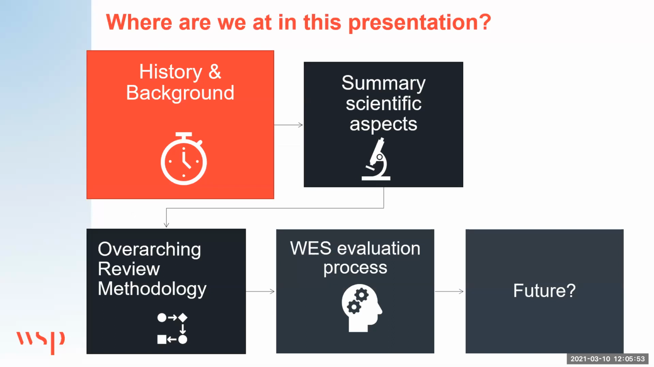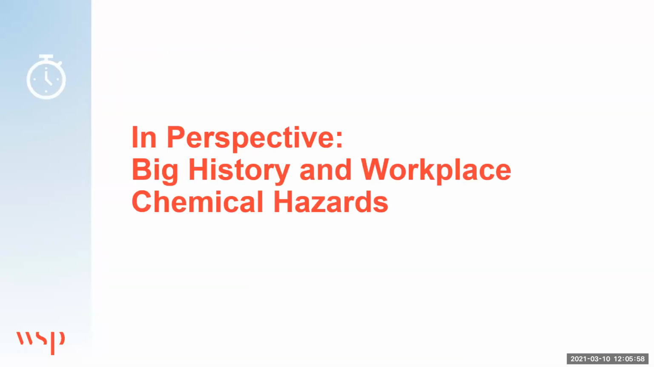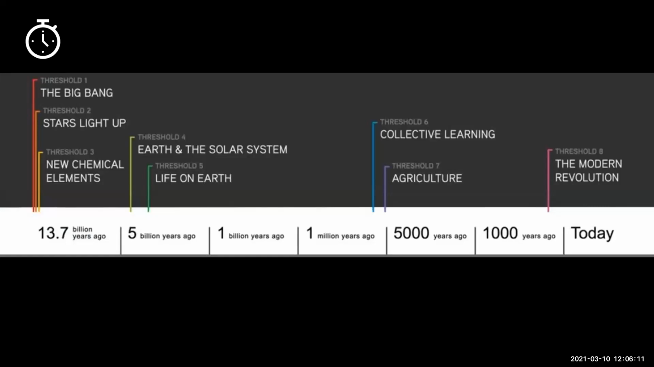I'm going to just do a quick look at history and background. So to place this in perspective, I'm going to talk a little bit about big history, but bear with me. There's a theme and a narrative that follows through, and where the workplace chemical hazards and exposure standards come into play here. So big history. This is the big history timeline. Big history examines history from the Big Bang to present. Bear with me, guys. The key of big history is that it searches for the universal patterns and trends or themes.